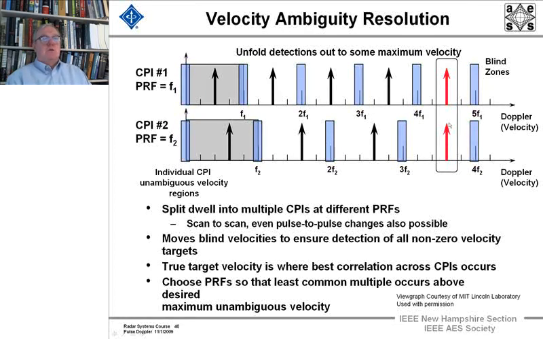So for simple cases where there are 2 PRFs, you can see how it's easy to unfold them till you have a match. And then you can say, aha, you multiply the total unambiguous velocity times 1, 2, 3, and then add this residue, and that will give you the true velocity, or this 1, 2, 3, 4 times the unambiguous velocity plus that residue, and that will give you the same number as this number for the true Doppler velocity of the target.